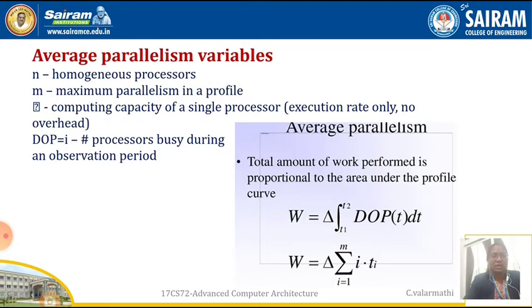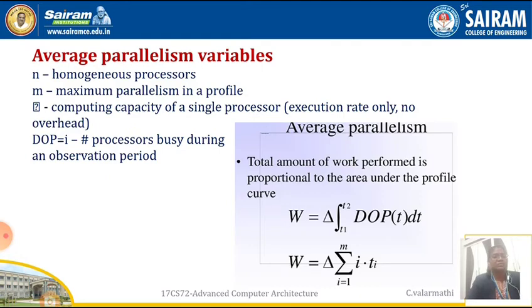Then average parallelism is one of the terms. It is defined by one equation where n is a homogeneous process, it's not a heterogeneous process, and m is the maximum parallelism in a profile. I told you, m is the maximum parallelism, which means DOP is equal to n. Then the computing capacity of a single processor is defined by a symbol, and DOP is equal to i, the n number of processes busy during an observation period. Okay, so if we go for an observation time, at that time how many processes are busy, that is called DOP.